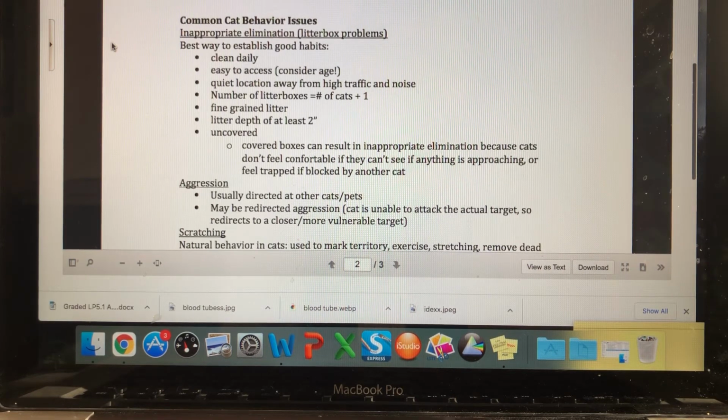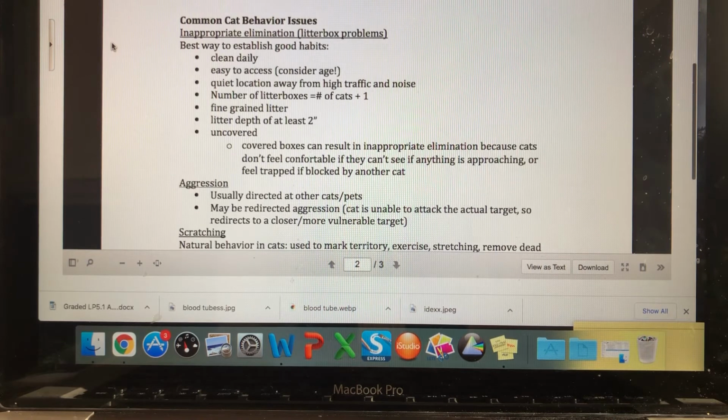A covered litter box is really inappropriate. Also, if you have multiple cats especially, covered litter boxes can freak cats out because they might feel like they're trapped in there if another cat is outside the litter box. They also might be really on edge because they don't know if anything's approaching. They can't see out of the covered box. So that's something to consider as well.